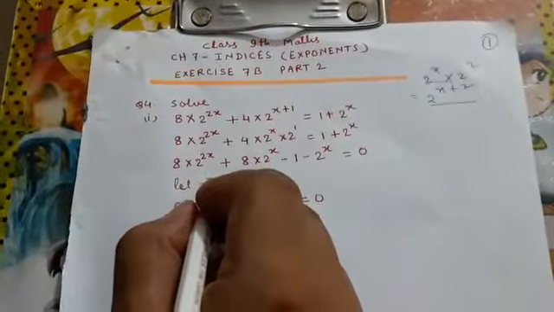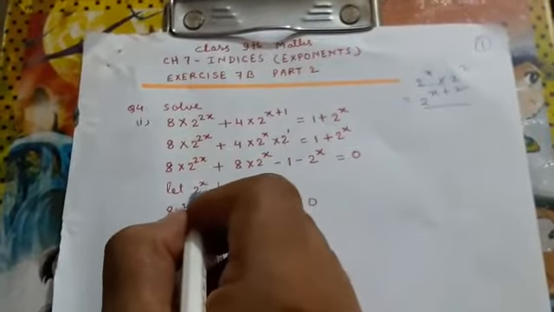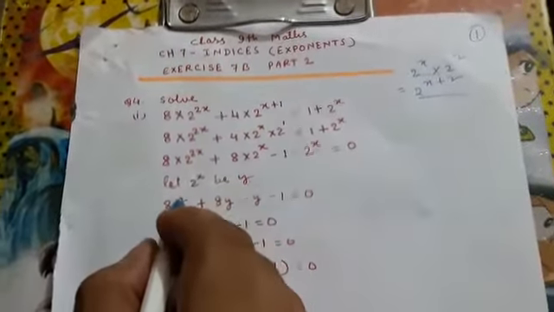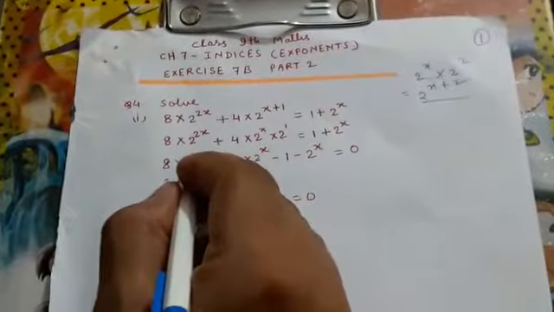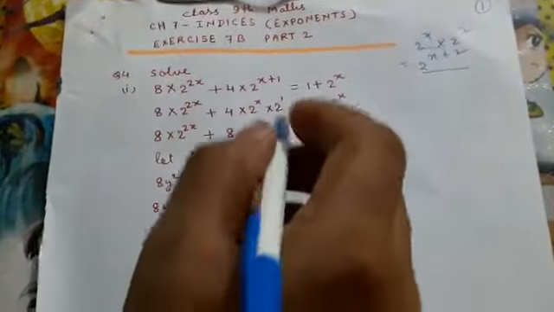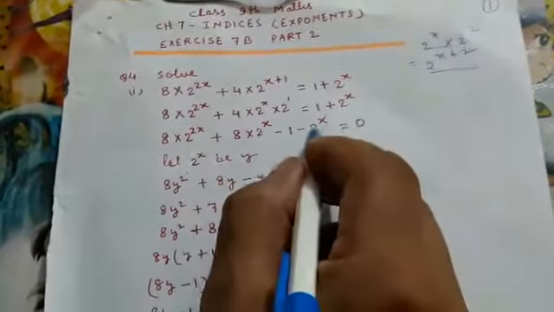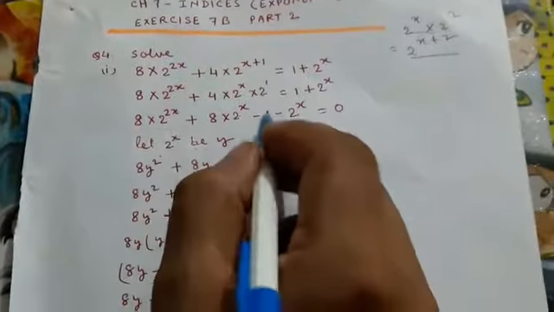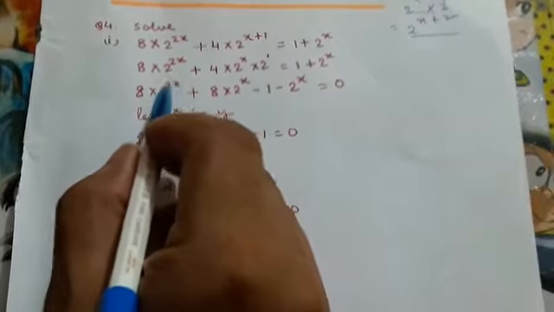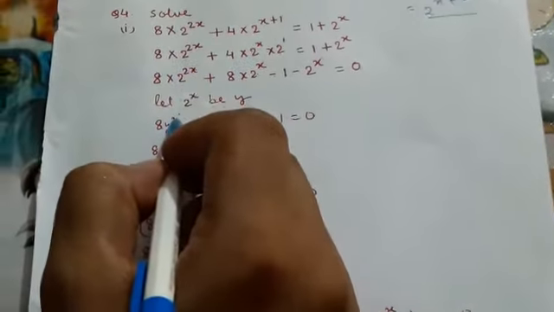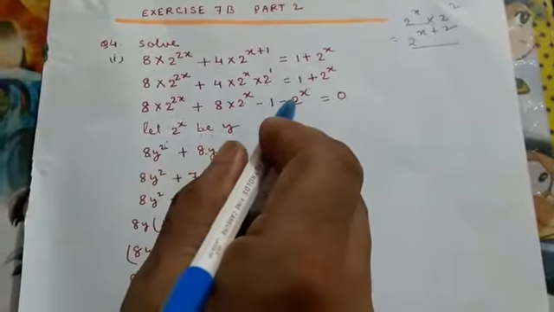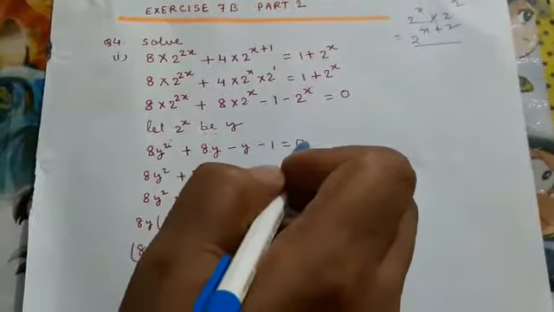Now let 2 power x be y. Let us assume that 2 power x is y. So here we will write 8y square, since 2 power x is y. So this is 8y square plus 2y into 2, minus y minus 1 is equal to 0. Once again, in place of 2 power x we will write y, and this 2 will come as a power: 8y square plus 8y minus y minus 1 equals 0.